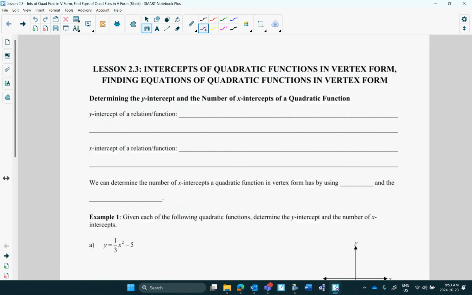Wherever the graph, and so wherever the graph intercepts, or I'm going to say crosses, the y-axis.